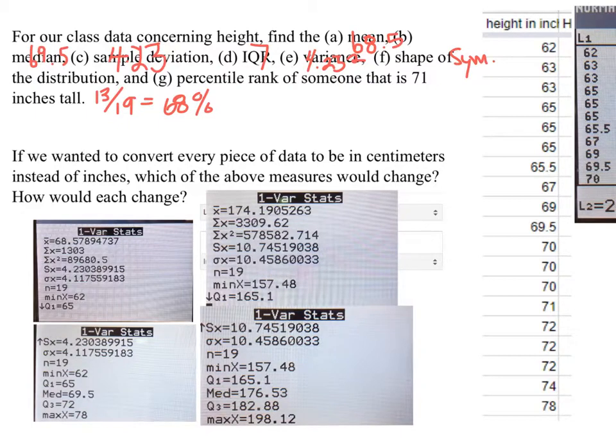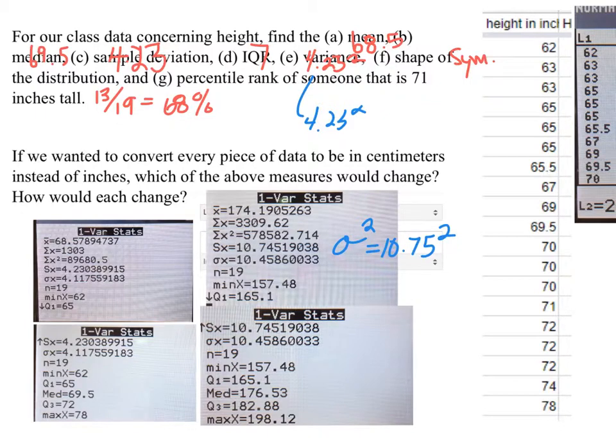The variance. The original variance was 4.23 squared, and I said, oh, it's probably about 17 or something. But notice that the new variance right here is going to be 10.74 squared. So this new variance, it's usually given this symbol, this is going to be well over 100. The original was approximately 17. So it is not a multiplier of 2.54.